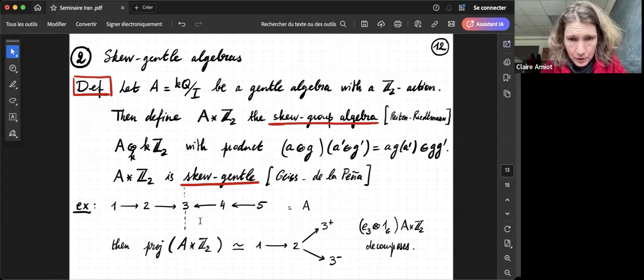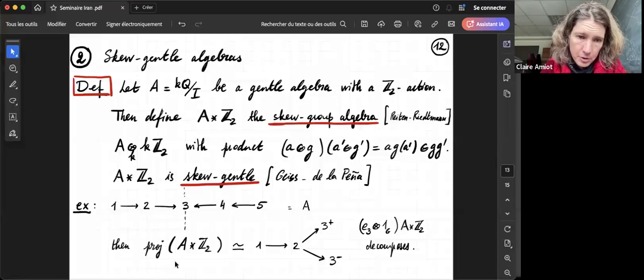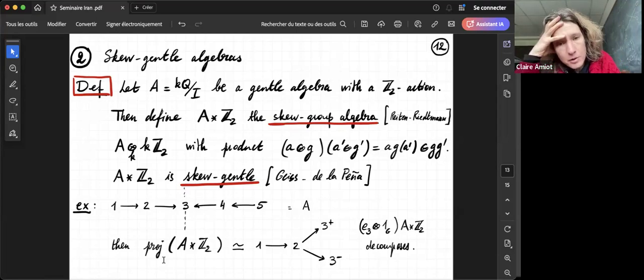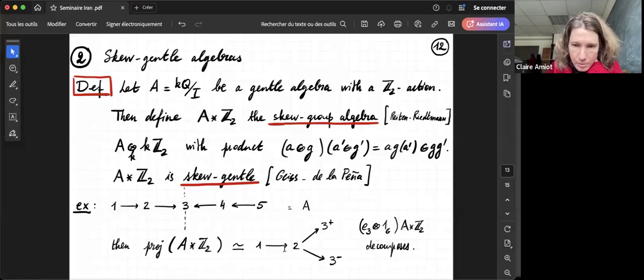And here I take the automorphism of order 2 that fixes 3 and sends 1 to 5 and 2 to 4. Now, the first thing we have to notice is that I started with a basic algebra, but when I do A star Z2, it's not basic anymore. But if I look at the category of indecomposable projectives over this algebra, I get the following algebra given by 1, 2, 3 plus, 3 minus. So the path algebra of a quiver of type D_n, D4 in this case.